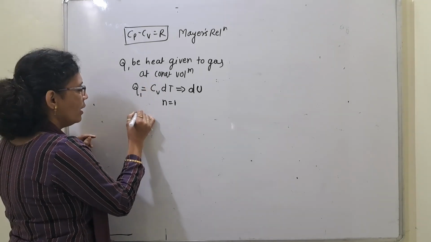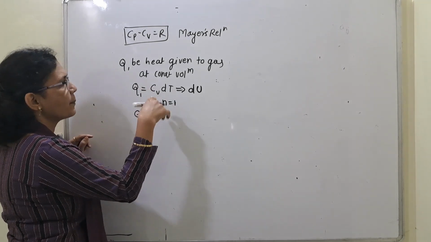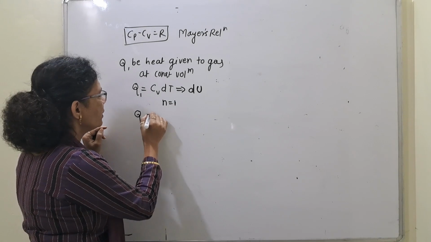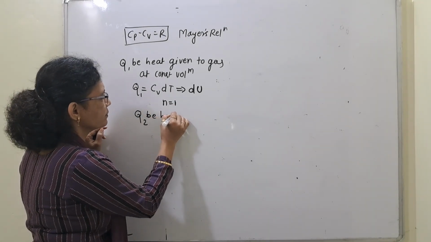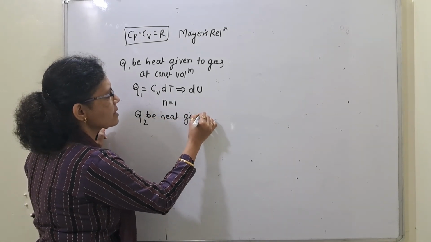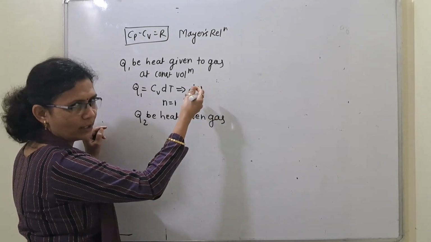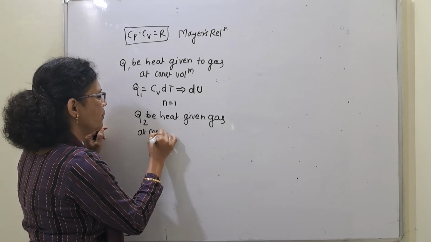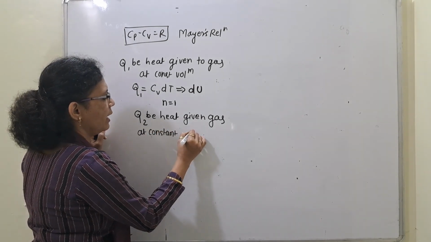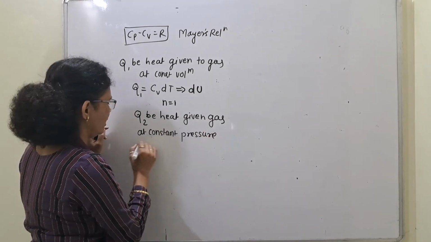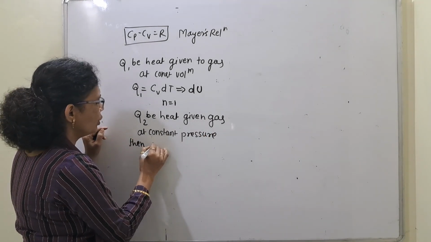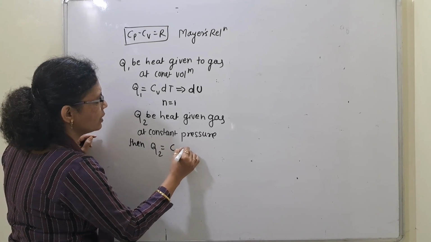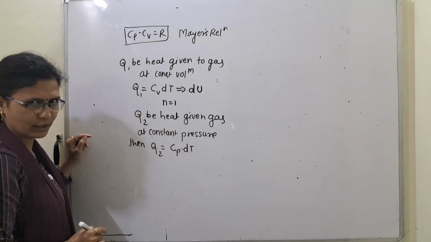Okay. Now, let Q2 be the heat supplied to the gas, given to 1 mole of gas, at constant pressure. Then Q2 is equal to Cp into dT.